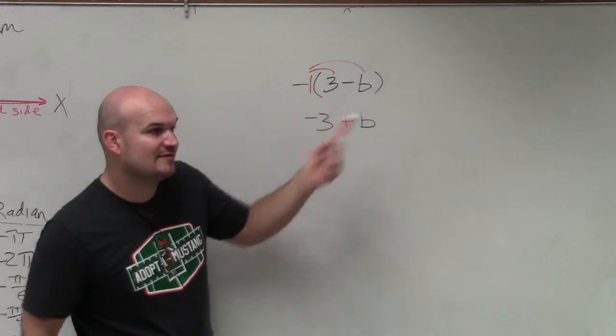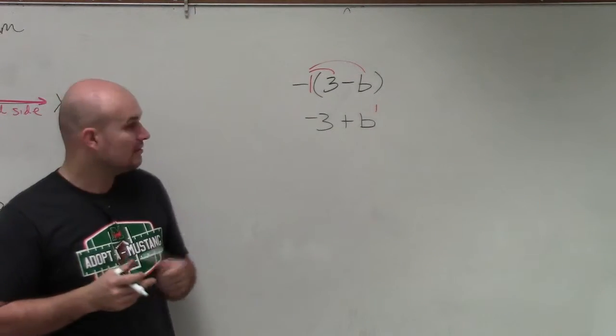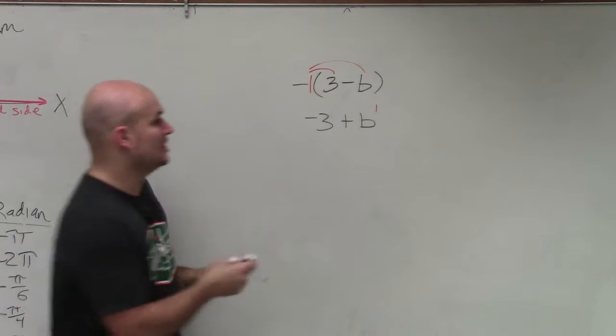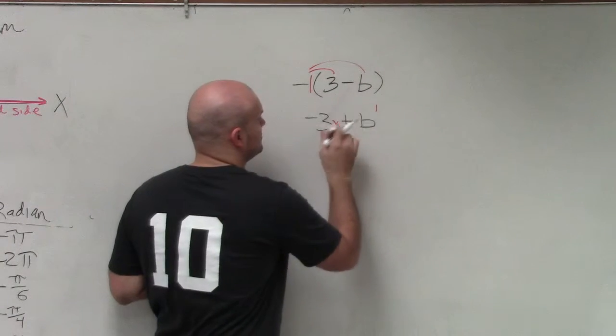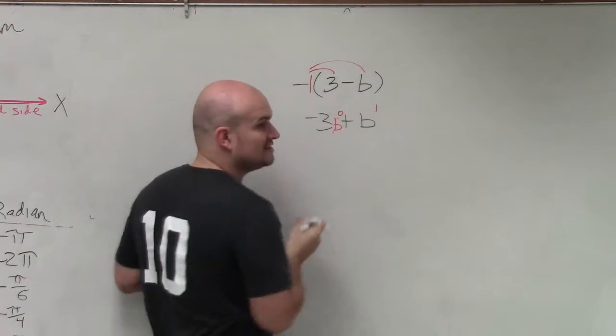So remember, if you just have a variable, we can always think of the variable as raised to the first power, right? If we don't have a variable at all, you can always think of that as a variable, or we're talking about b's here. So you can always think of that as a variable to the 0 power. Yes?